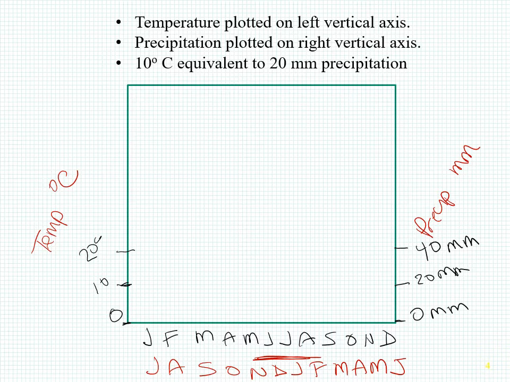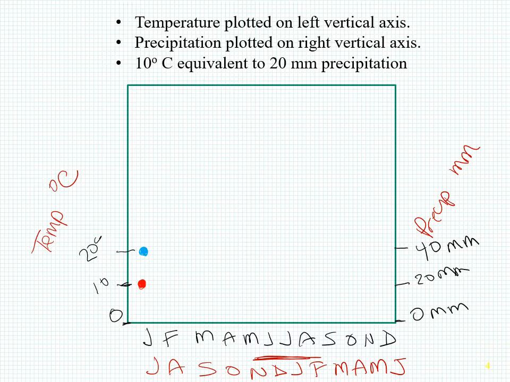If I have a temperature in January of 10 degrees, and at the same time I have precipitation that is 40 millimeters, precipitation is higher than temperature, so I have more than enough rainfall for the plants to grow.